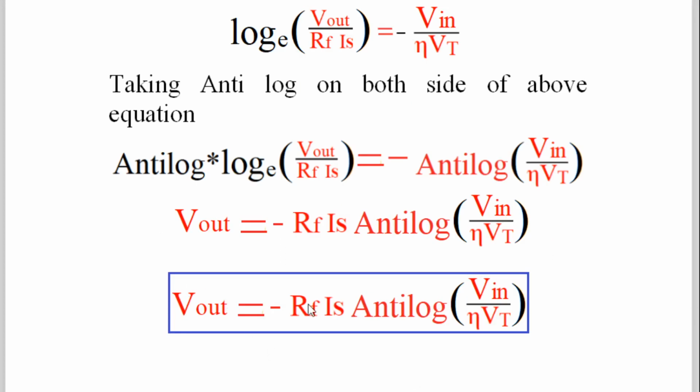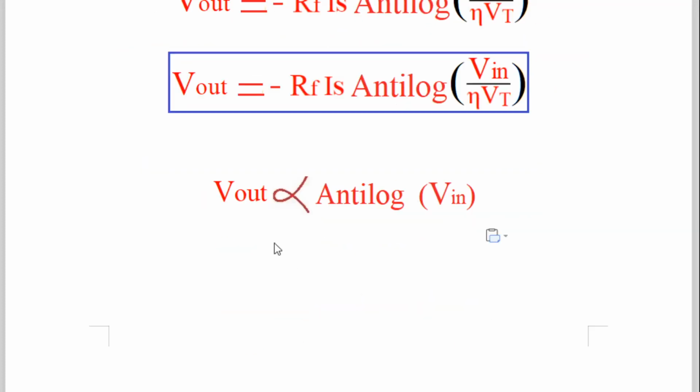And this is the final equation, which I have written in the blue square bracket. This equation will prove that all the constants are there. So the constants will be converted into a proportionality constant, and therefore you can write V out is directly proportional to antilog of V in. And this is the derivation for the log transdiode used as antilog, so antilog by using transdiode and operational amplifier.